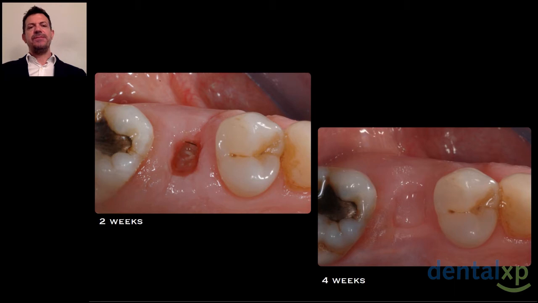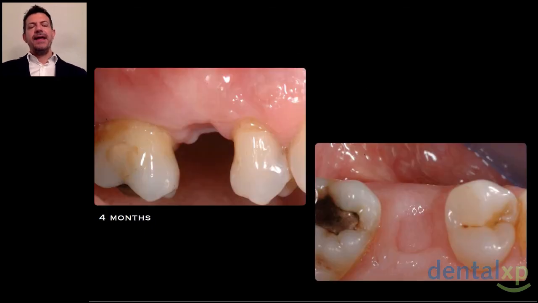On the left, we have the image after 2 weeks, and on the right, the image after 4 weeks. We can see complete closure of the soft tissues. And now we are 4 months after tooth extraction. We can see the lateral image and the occlusal image. The original volume of the ridge was preserved.